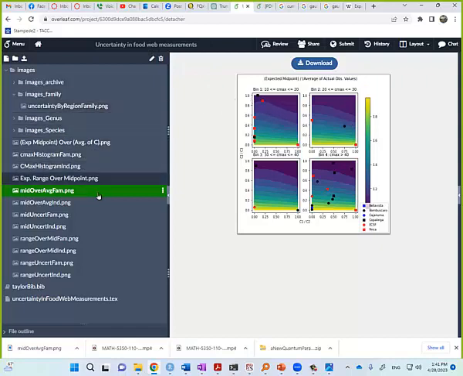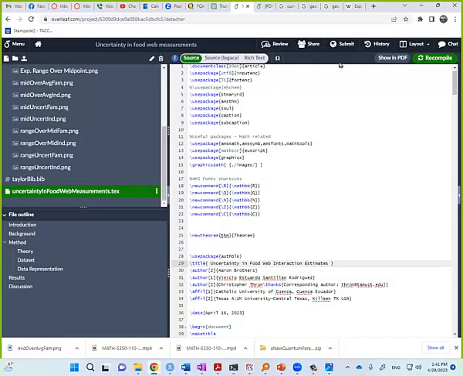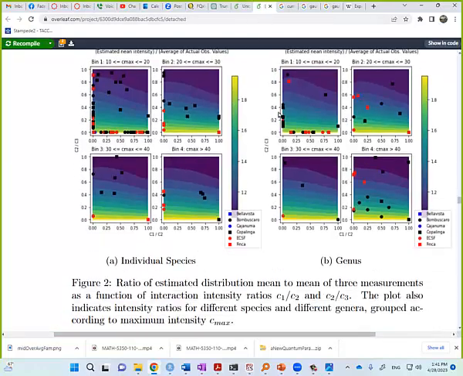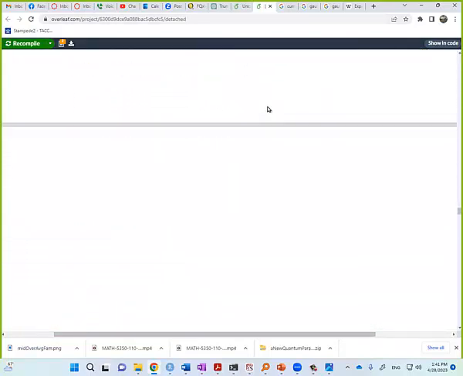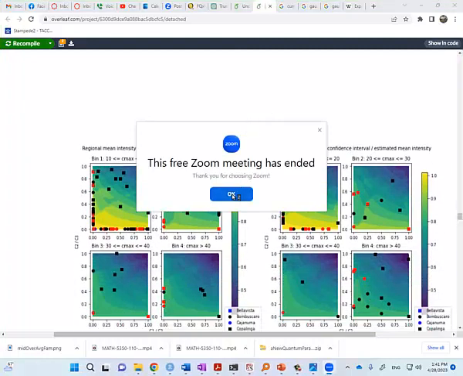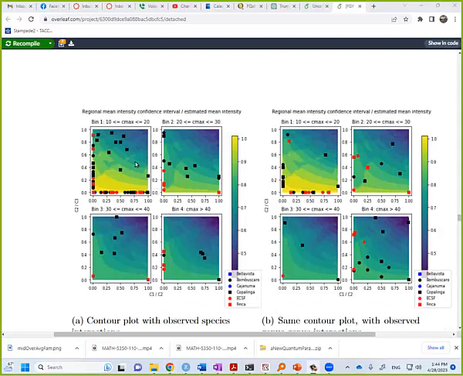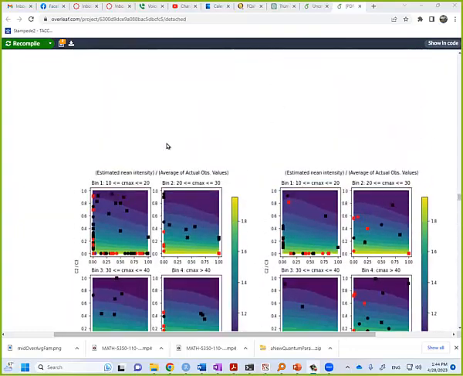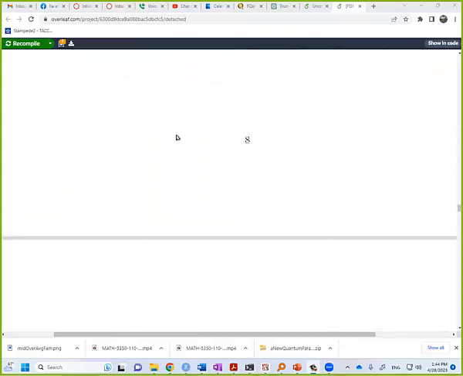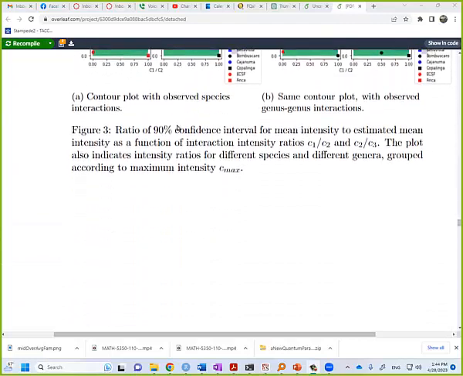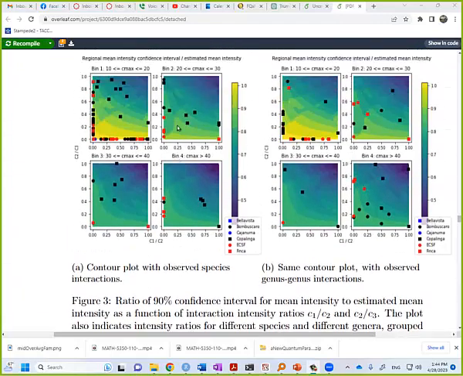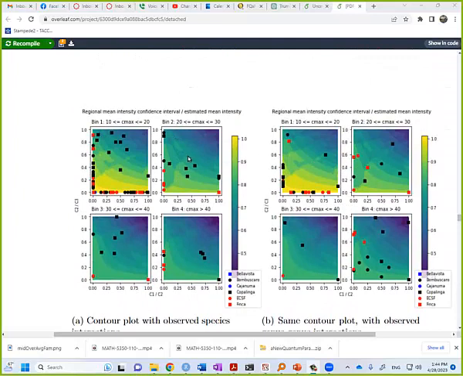So let me go back to this one. And let's see. Yeah, it's okay. I understand. Right. Now this one here, whoops. This is the plot I showed you. There are several plots like this that are showing different things. This one is showing the confidence interval. Okay, that's right.